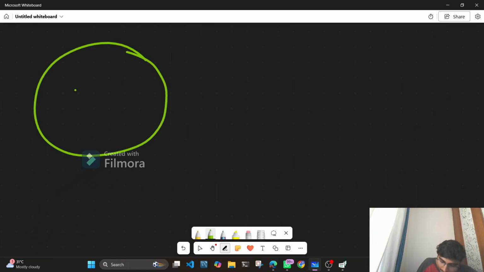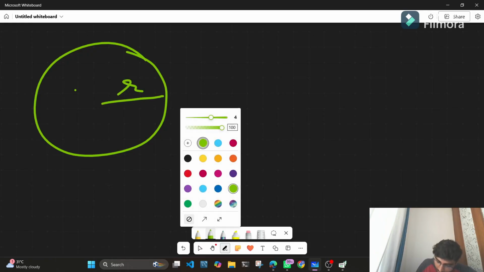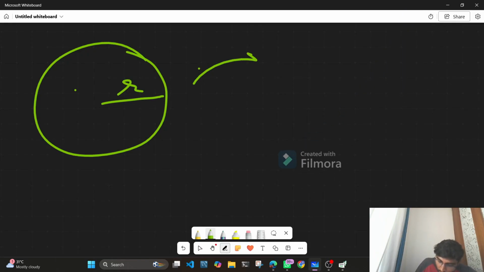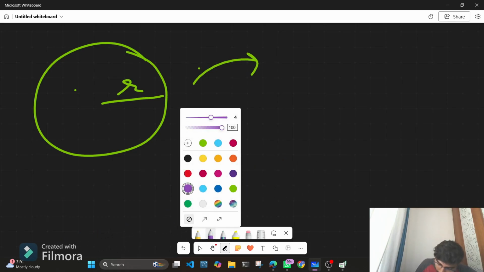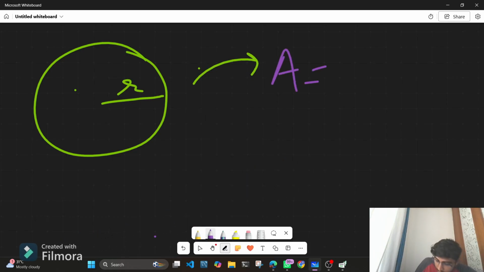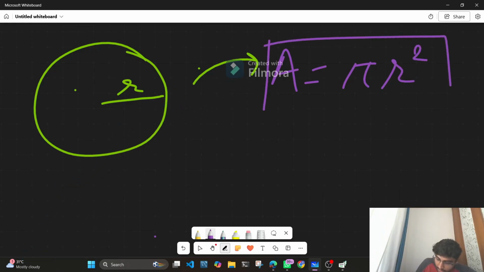So area of circle has a direct formula. Again, it depends on pi, the value of pi. So the area is pi r square. I hope that is clear.